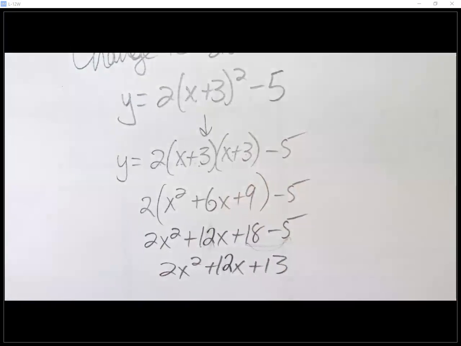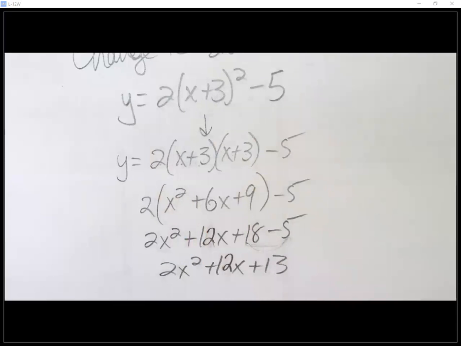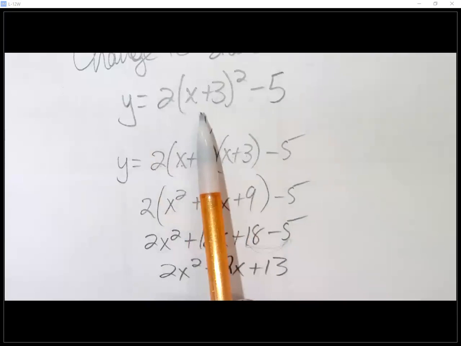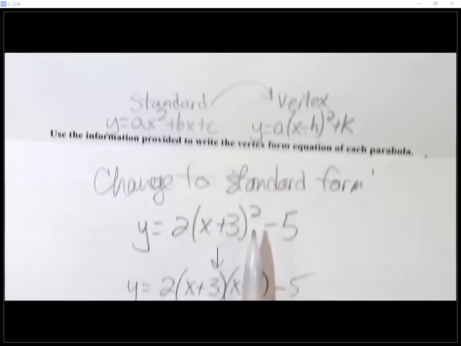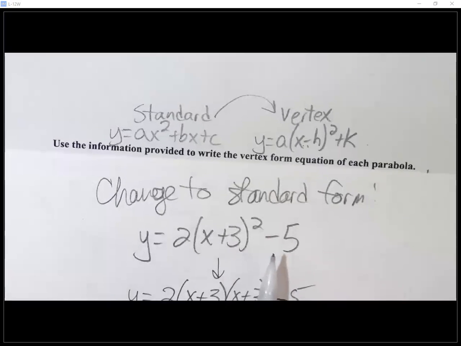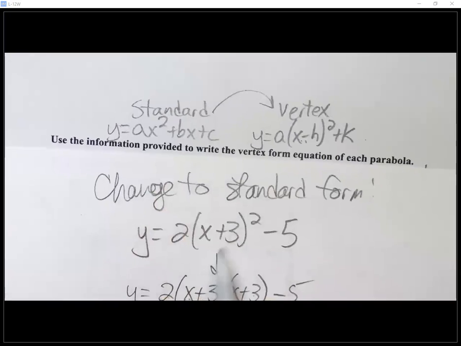Wait, so what kind of question was asked? If you're given that equation, it'll say change to standard form or convert to standard form. Because this is vertex form, and then you want to make it look back like standard. So if you're in vertex form and you want to get back to standard, you just multiply everything out.